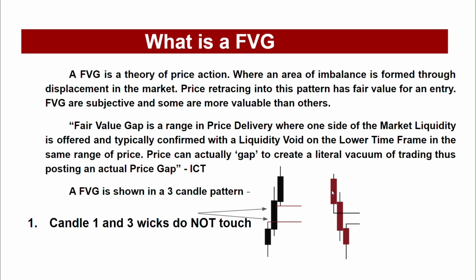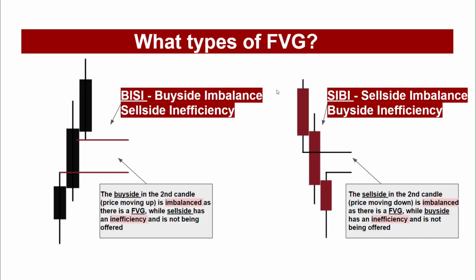On this sell side imbalance, we have the first candle's low and the third candle's high. These do not touch and we have an imbalance. So if price is trading here, we could expect it to come into here for a potential sell lower. And if price is trading here, we could expect it to come here for an expansion higher. But there's one specific thing that we have to understand, that not all fair value gaps work. Fair value gaps are subjective. It's up to the mind of the trader. So we have to understand what types of fair value gaps there are.